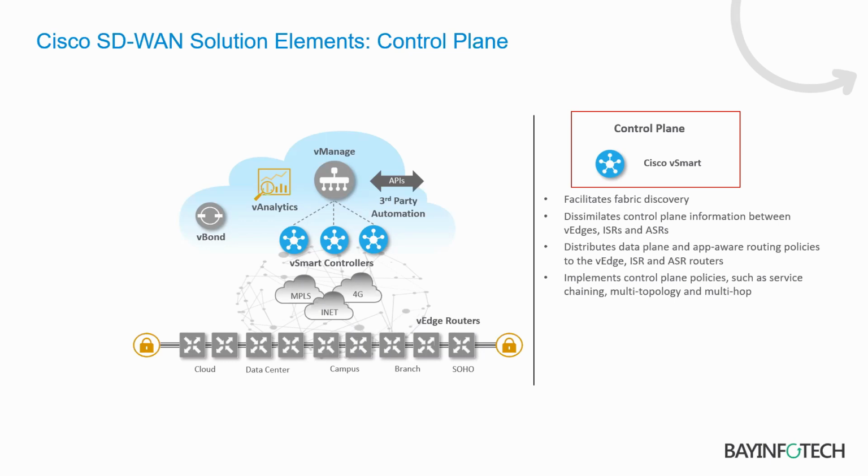This information includes service-side LAN reachability, transport WAN-side IP addressing, IPsec encryption keys, site identifiers, and so on. vSmart controllers also distribute data plane and application-aware route policies to the vEdge routers for enforcement. Control policies acting on the control plane information are locally enforced on the vSmart controller. These control plane policies can implement service chaining, various types of topologies, and generally influence the flow of traffic across the fabric.